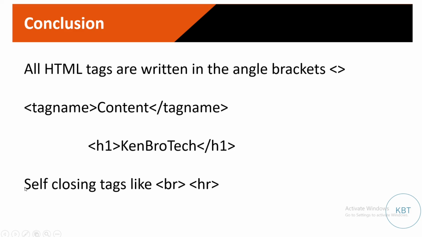Now we also have self-closing tags. Self-closing tags do not have opening and closing tags. They just have a single tag. A typical example, as we saw, is the break tag and the HR tag. The image tag, the img, and the input tags are also self-closing tags because they open and close themselves. They don't have corresponding closing tags.